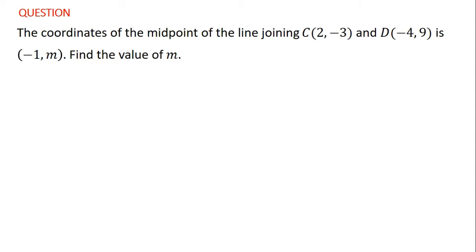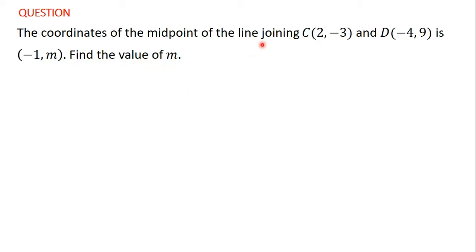The question for this video is: the coordinates of the midpoint of the line joining point C with coordinates 2, -3 and point D with coordinates -4, 9 is (-1, m). Find the value of m.